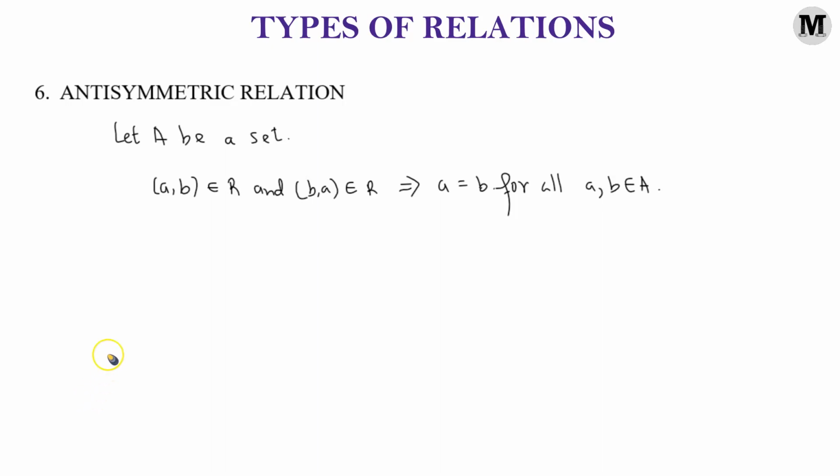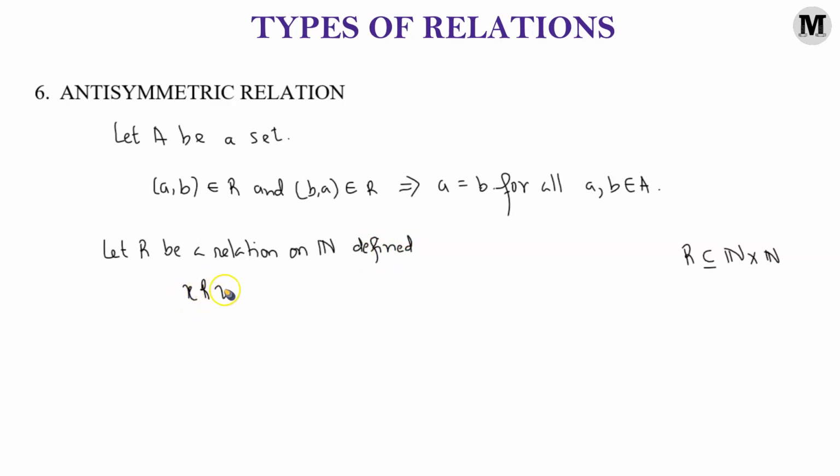So let's try to understand this with the help of an example. Let's say we have a relation R. It's just a general relation for the time being. Let R be a relation on the set of natural numbers N. It simply means that R must be a subset of the Cartesian product of N with itself. This relation is defined by: x is related to y, x R y, if and only if x divides y.